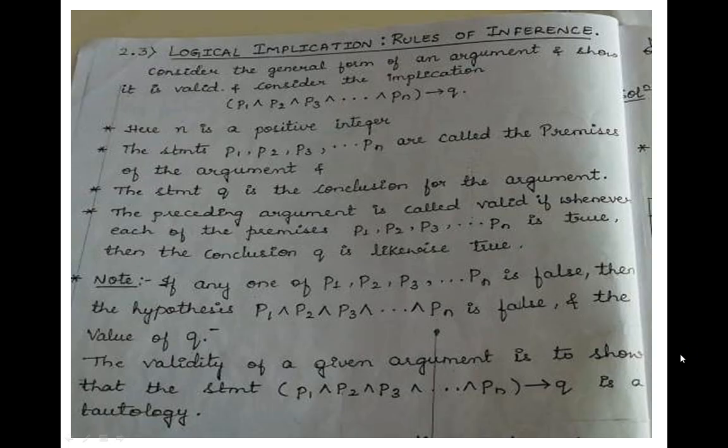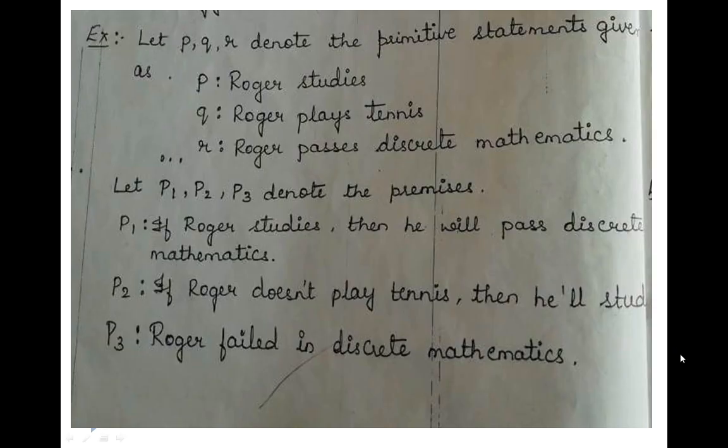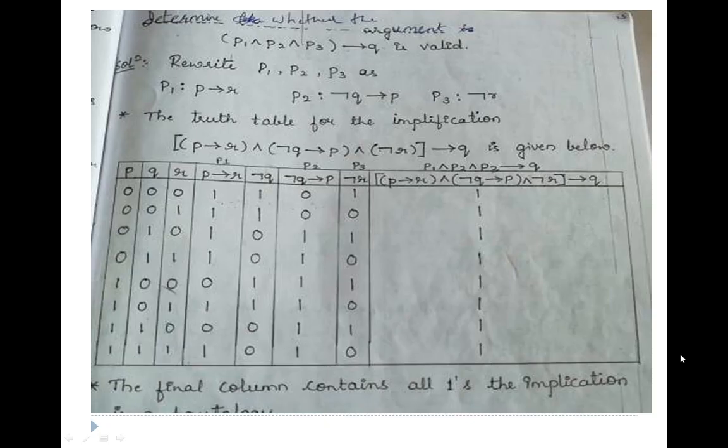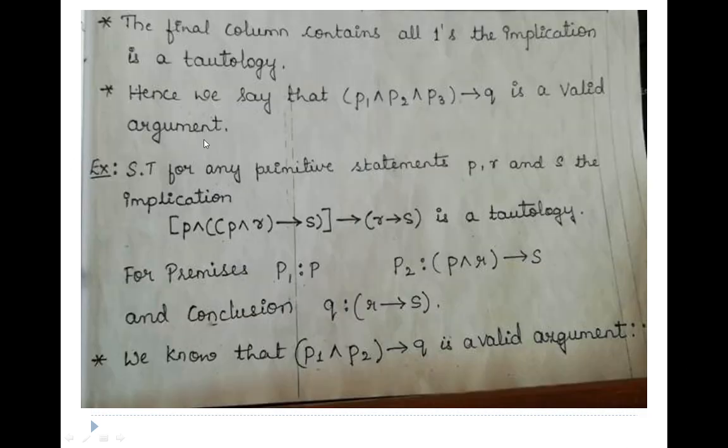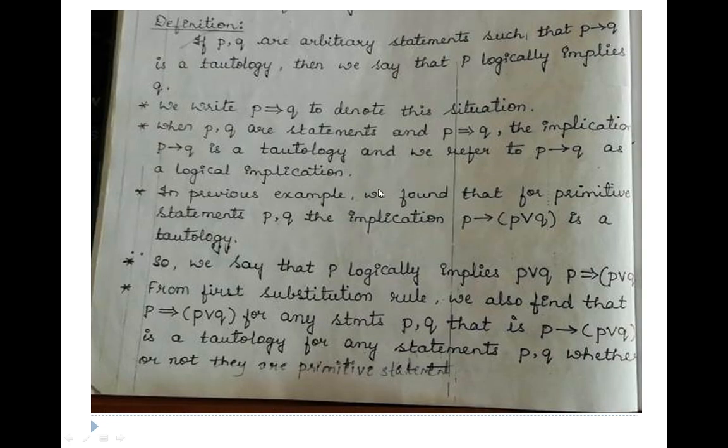So previously we saw logical implication and rules of inference. We saw an example proving that using a truth table, and this is one more example we have seen. Using the truth table, we proved and found it is going to be a tautology. Now we'll go with the definition.